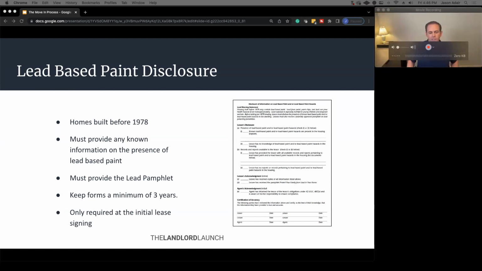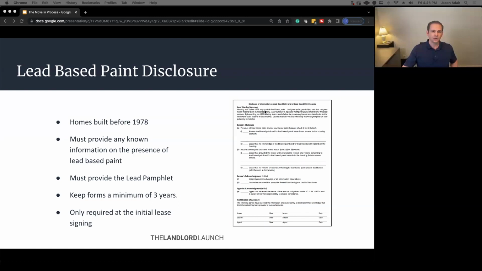Now, it doesn't necessarily mean that you have to treat that, but you have to make renters aware, and this is not just renters, it's for home buyers and home sellers as well. You have to disclose your knowledge of the situation in writing, and you have to provide a pamphlet per EPA, per law. So again, it applies to homes built before 1978. You have to provide any known information on the presence of lead-based paint.